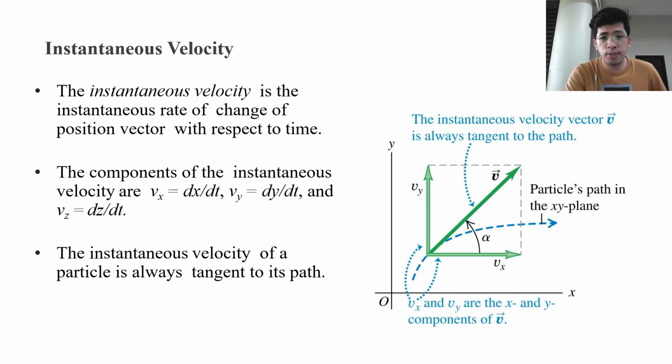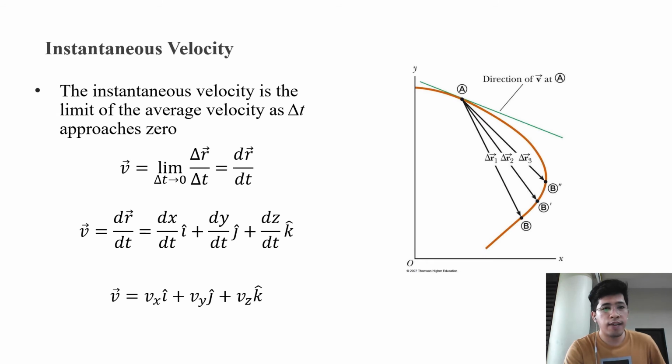It can also be seen here on the figure. You have your instantaneous velocity vector, which is always tangent to the path. If your path here is this blue dashed line, then at any point around here we draw a tangent line, and that is your instantaneous velocity for that specific point or instant. The instantaneous velocity is the limit of the average velocity as delta t approaches 0. This is the same definition as in our one-dimension problem.